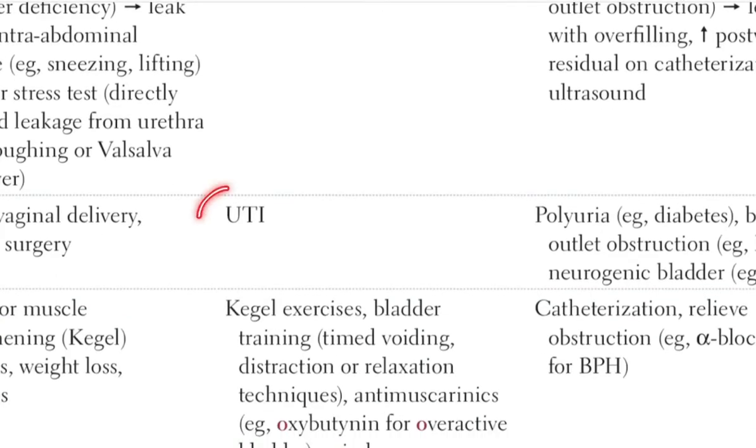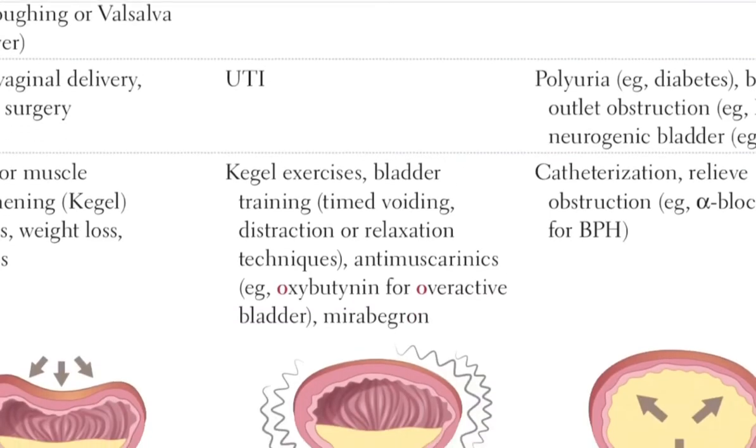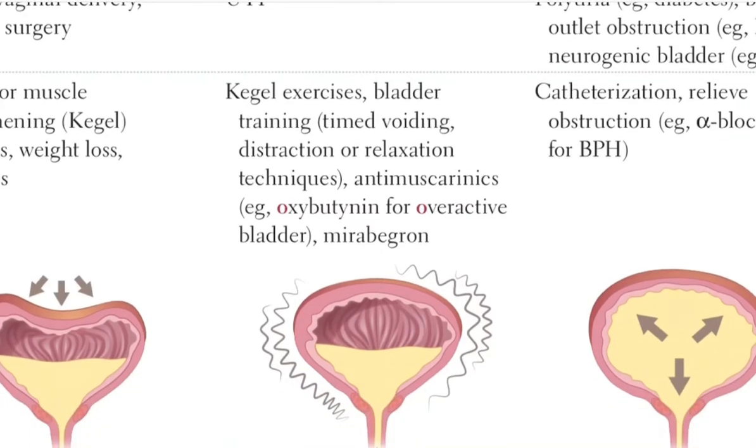Now, it is majorly associated with multiple urinary tract infections like cystitis, pyelonephritis, etc. The major treatment of urgency incontinence is again Kegel's exercise and bladder training. So what is bladder training? It's basically training your bladder to void on a timely basis, using distraction or relaxation techniques. The medical treatments include antimuscarinics, that is oxybutynin. Mirabegron is also used to treat urgency incontinence.